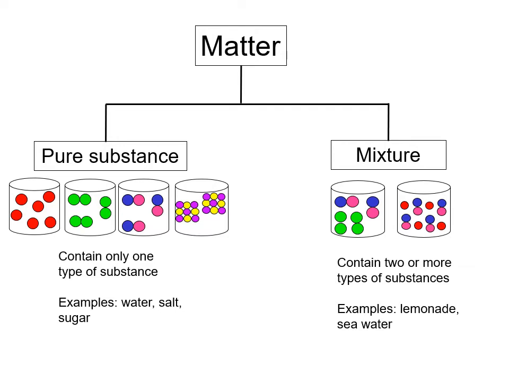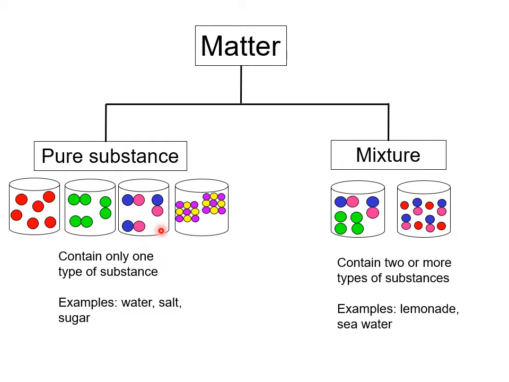So matter can be categorized into two different groups, pure substances and mixtures. Pure substances contain only one type of substance. So what you notice in each of these four containers is that every single particle contained in that container resembles the other ones. In this container, every single one of these are red balls, for example, or red particles. In this container, every single unit is made up of two green particles stuck together, right? This one looks the same as this and looks the same as that.